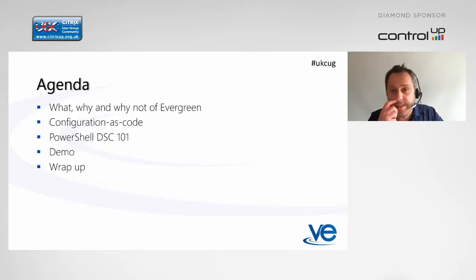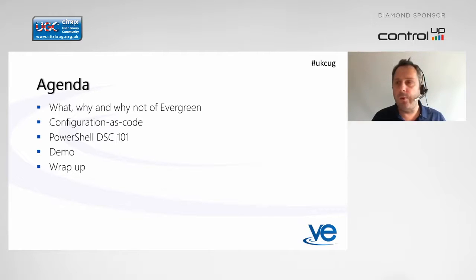So what are we going to go through today? Over the next sort of 40-45 minutes, I'm going to run you through the what, why, and the why not of Evergreen from a Citrix perspective. We're going to touch on configuration as code and give people a brief introduction to PowerShell DSC, if it's not something that you're au fait with, as there's some terminology that you need to be aware of. I'm going to run through a brief demo. Obviously, to run through a full demo would take probably longer than the time that we've got allotted, and then we're going to have a wrap up.